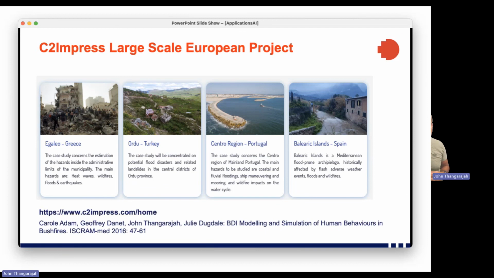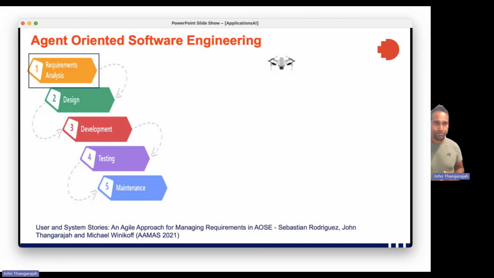We also have a project, a European project that we are part of. It's called C2 Impress. Again, there's a link here at the bottom of the project webpage. So this is a multinational project across Europe. And RMIT, as part of RMIT Europe, are also participating here, and we help out with the agent-based modeling aspect of it. But again, I'm putting a link here so that you can go and have a look at it. It's a very interesting project. Again, we use multi-agent systems and AI in these projects.